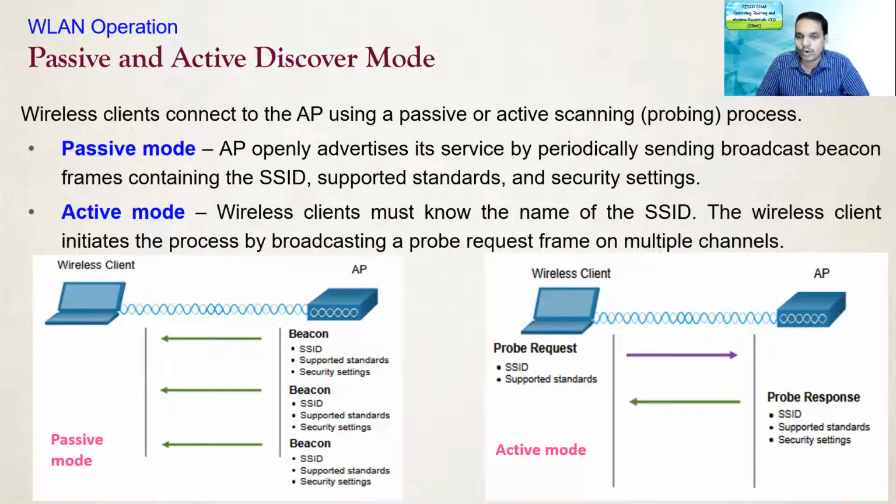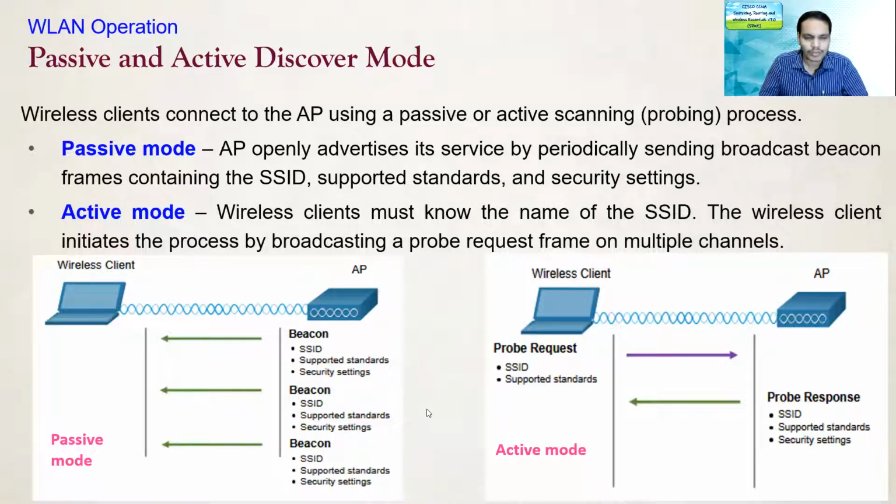In the active mode, when the wireless client first boots up, if it did not receive a beacon from the access point, then it will send a probe request. For that, it needs to know the name of the SSID. So the wireless client initiates the process by broadcasting a probe request frame on multiple channels. Then the access point receives it, and it will send a probe response back. It will tell what the SSID is, what the supported standards are, and what security settings it is going to accept, all these things.